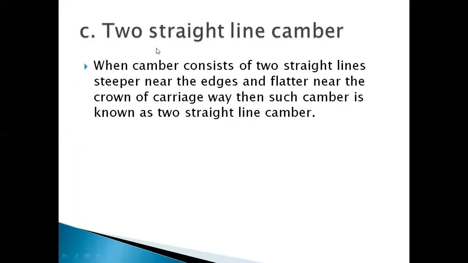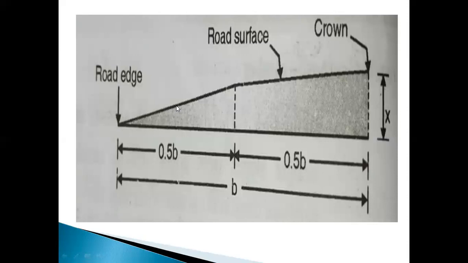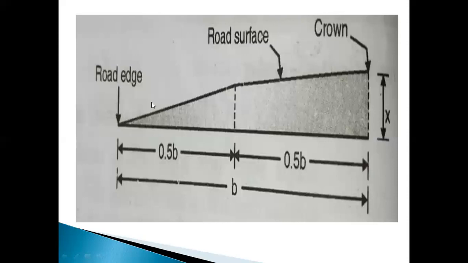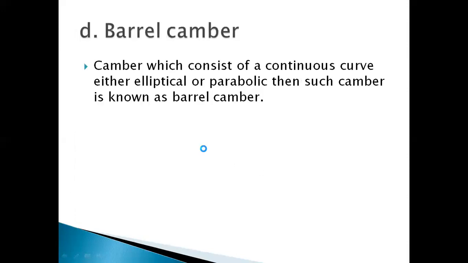Then the third is the two straight line camber. When the camber consists of two straight lines, steeper near the edges and flatter near the crown of the carriageway, then it is called a two straight line camber. That is, this camber has two straight lines. The first is near the road edge, where it is steeper, and the second is flatter near the crown, at distances 0.5 B and 0.5 B.